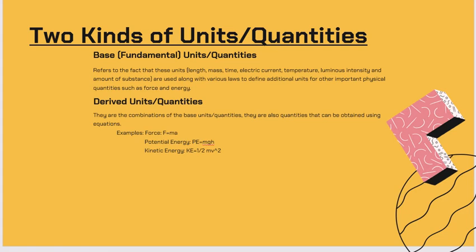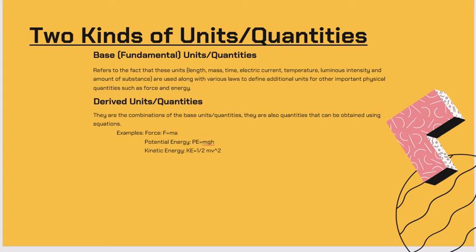Okay, so two kinds of units or quantities. Base refers to the fact that these units of length, mass, time, electric current, temperature, luminous intensity, and amount of substance are used along with various laws to define additional units for the other important physical quantities such as force and energy. Kapag sinabi nating base, ito yung mga measurement done directly using the instrument. So, ito yung mga base units of quantities corresponding with the SI units.